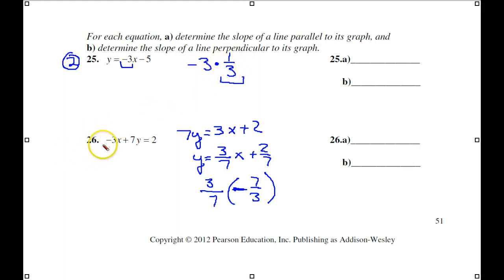Now in number 26, we see it's in form 1. We want to put it in form 2 by solving for y. So we transpose the negative 3x, it becomes a positive 3x. The 2's already there, we divide by 7. So this would be the slope of a line that's parallel to this. And then its negative reciprocal or opposite reciprocal would be this. So this is A, this is B.